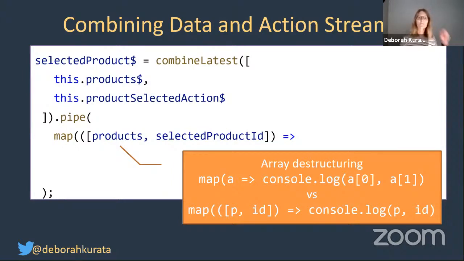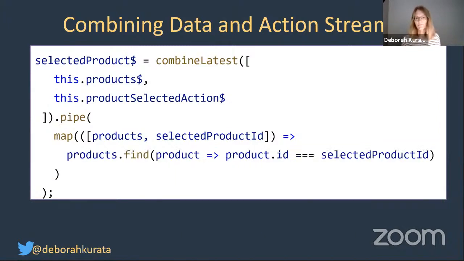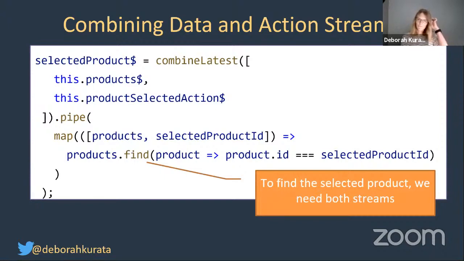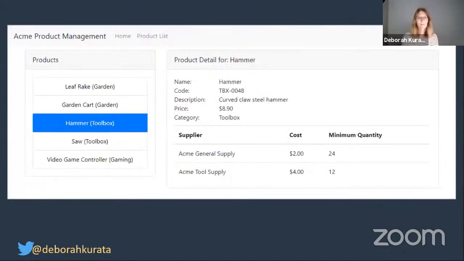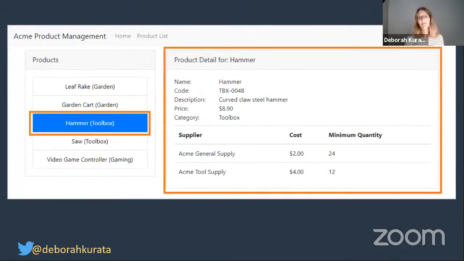So we're going to name our first element here products because it's the array of products emitted from that first stream. And we're going to call the second element of that array product selected action because it's the ID emitted from that stream. It just gives us a simpler way to keep track of those variables instead of having to use array syntax. So then we're going to simply just do a find and look up that one product in that list of products. And what that does then is it lets us display that data.